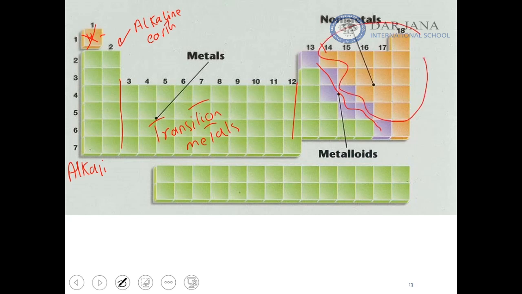Now let's take only the metals. Let's check the metals. First we had alkalis, which are extremely reactive. Then the alkaline earth, less reactive than the alkalis. Then the transition metals, which react slowly.